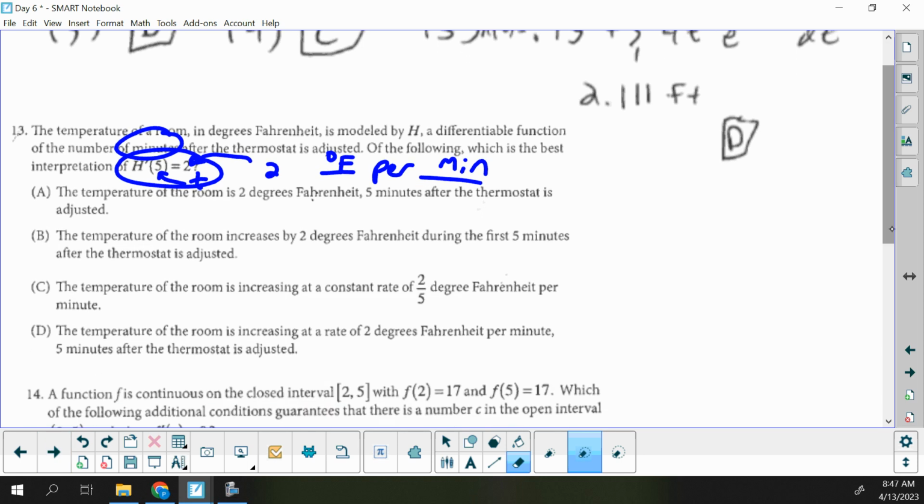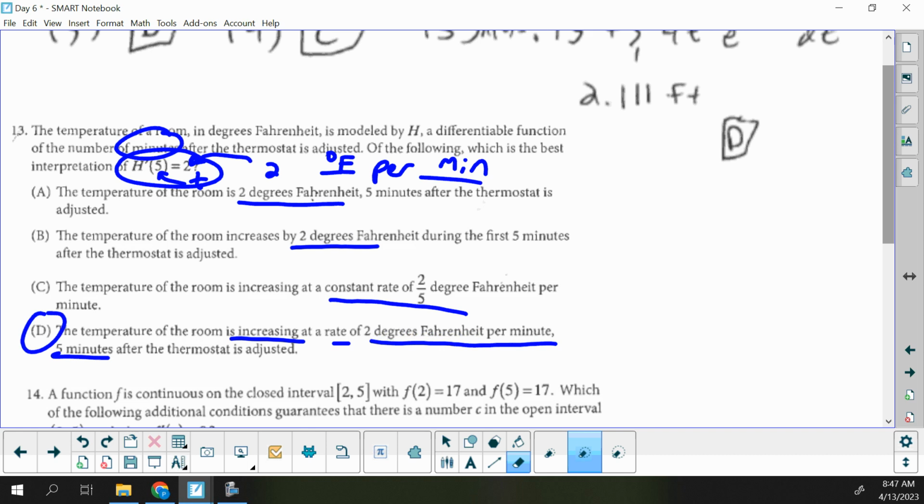So if we scroll through, this is saying our units is just 2 degrees Fahrenheit. Well, that's not correct because it should be a rate. Same thing here, 2 degrees Fahrenheit. This says it's a constant rate. Well, we don't know of 2/5, and we know it can't be a constant rate of 2/5 because our rate is 2. The last one says the temperature is increasing at a rate of 2 degrees Fahrenheit per minute. So we got our units there, and it's happening 5 minutes after it's adjusted. So that's the one that matches with what we want.